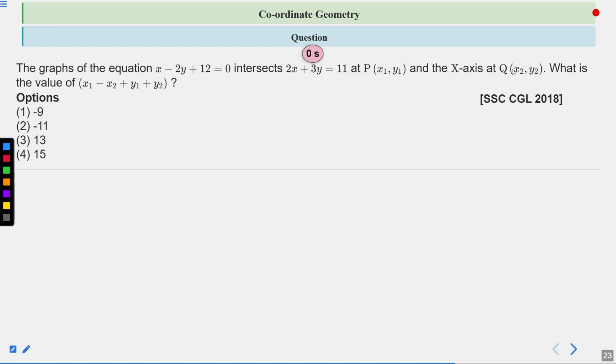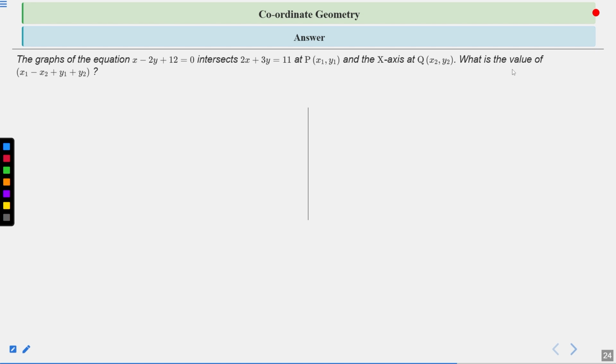Now time's up. Let's see the solution of this question. The equation of the line is given, x minus 2y plus 12 equals 0, which intersects 2x plus 3y equals 11, and the point of intersection is P(x1, y1), and the x-axis at Q(x2, y2). So we need to calculate the value of x1 minus x2 plus y1 plus y2.